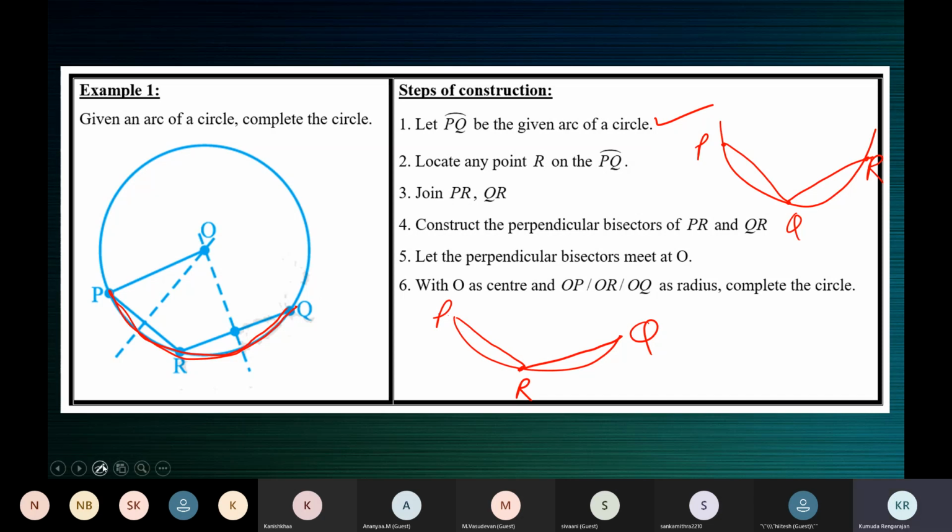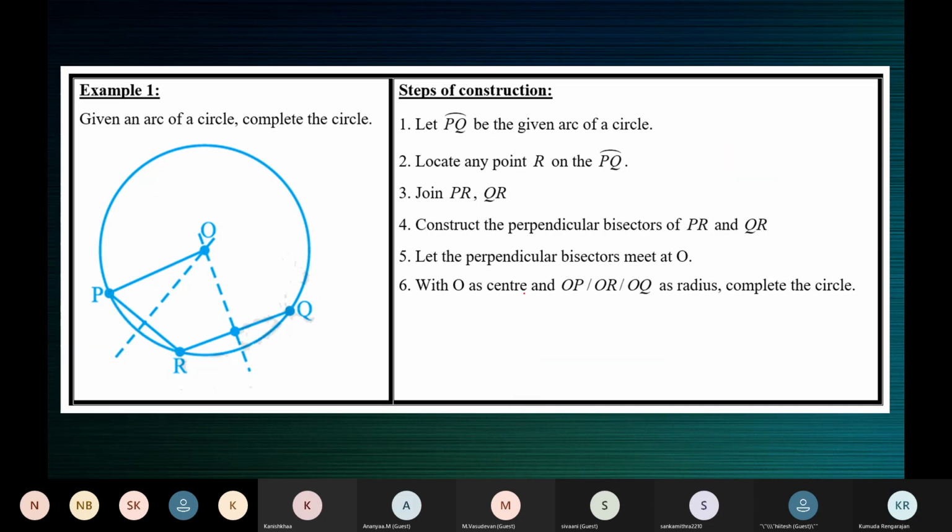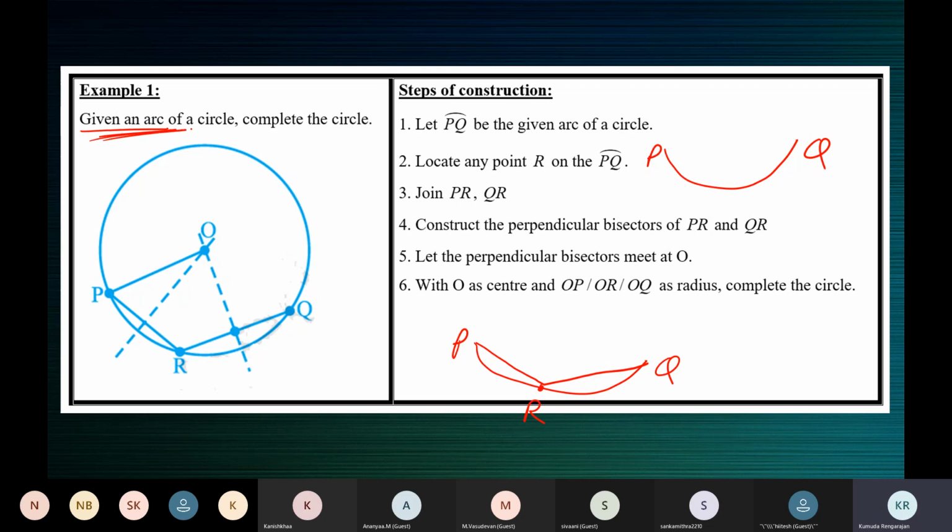Take an arc PQ. We already have two points, P and Q. So mark one more point R on PQ. Join P to R. This is one chord. R to Q is the other chord. Let arc PQ be the given arc of a circle, because you're given an arc. So it's enough if you take one more point.